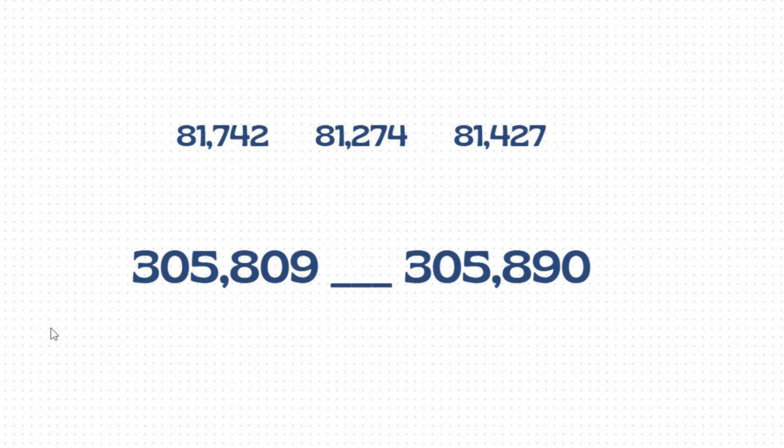Very good. I'm seeing some correct answers. We're supposed to be looking at the tens place, and the 0 is less than the 9. Or 09 is less than 90. And you should be able to say that number, 305,809.